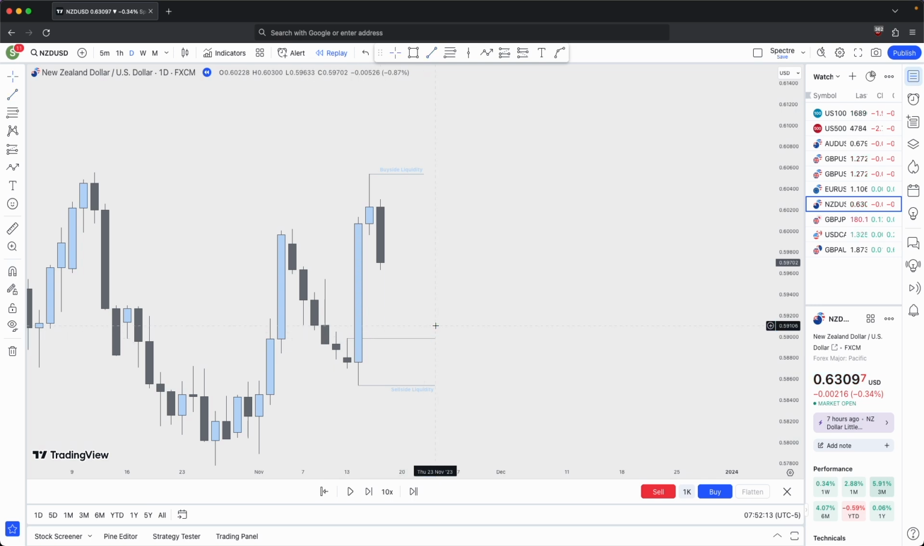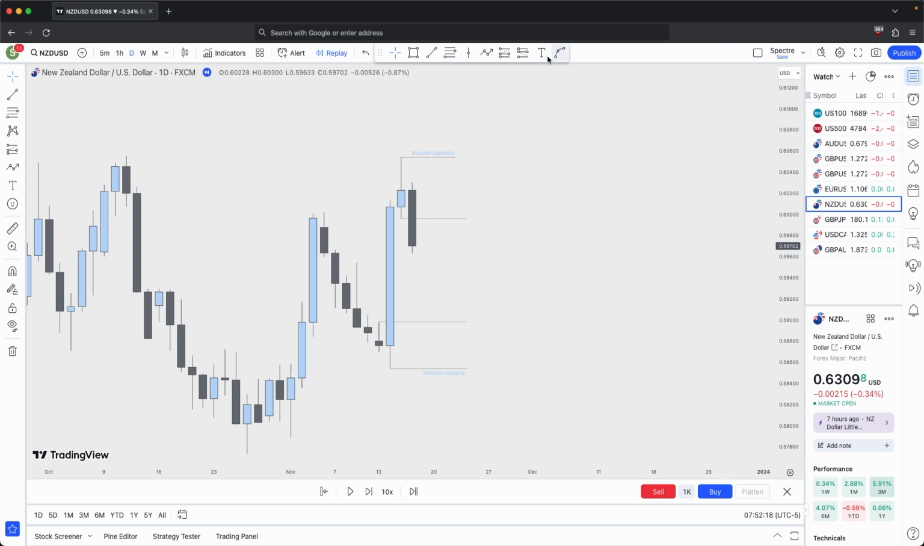So, this is an internal range liquidity, a very large fair value gap left behind. Price comes into it. And now you could anticipate for price to seek external range liquidity after seeking internal range liquidity.